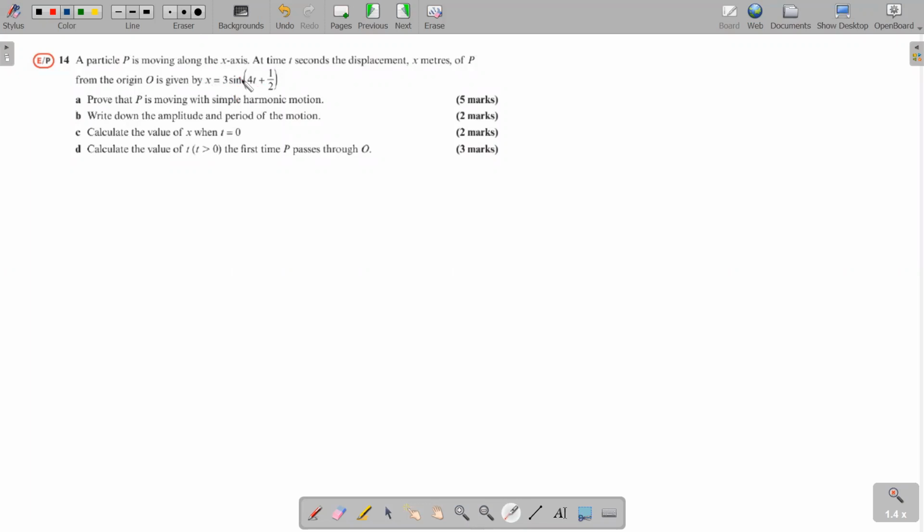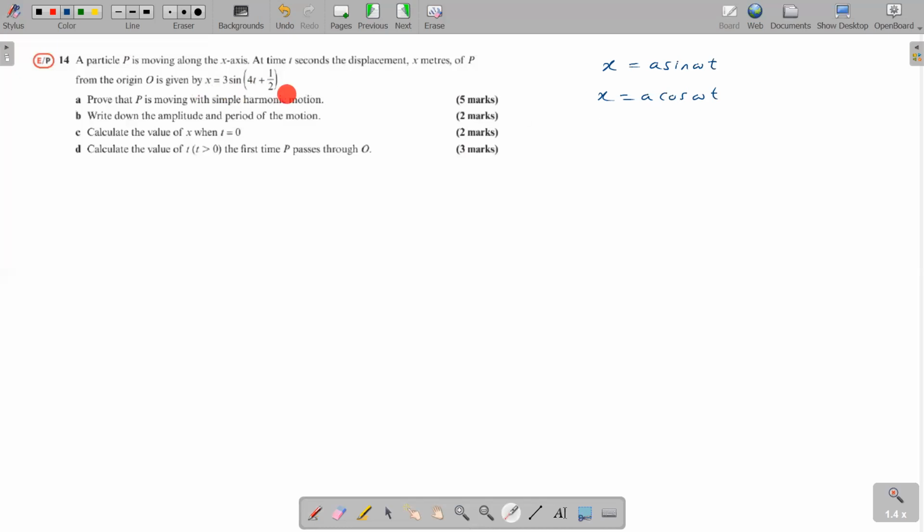Normally we discuss two main models that describe the displacement with respect to time. One was x equals a sine omega t, the other was x equals a cos omega t. x equals a sine omega t is used if the particle starts the movement from the center, from O. x equals a cos omega t is used if your particle starts its motion from the end point, from the amplitude. But you can see this obeys none of them.